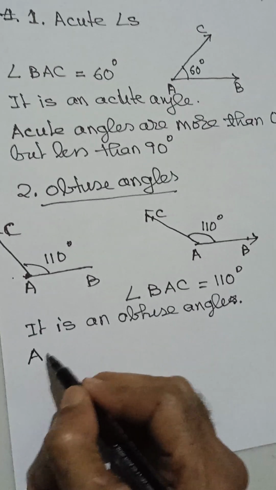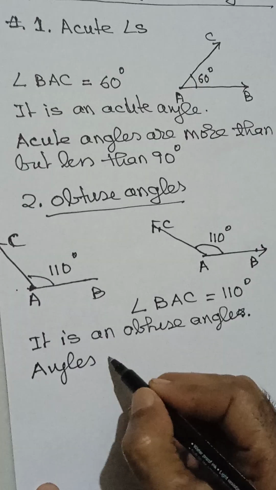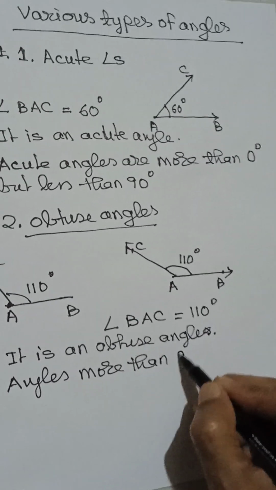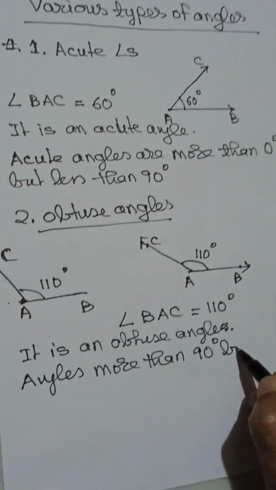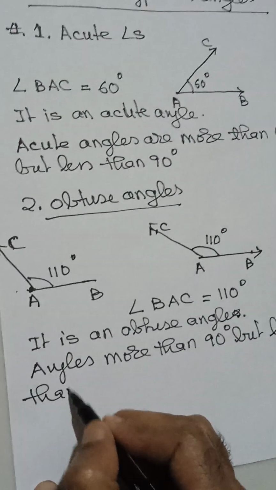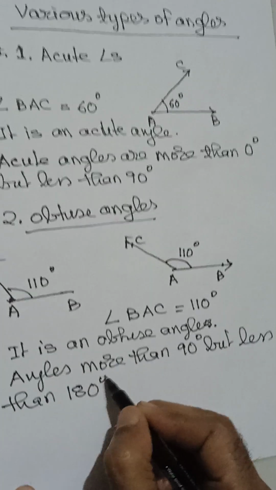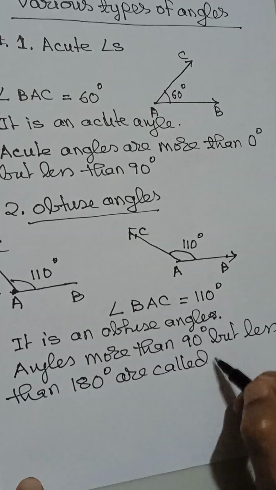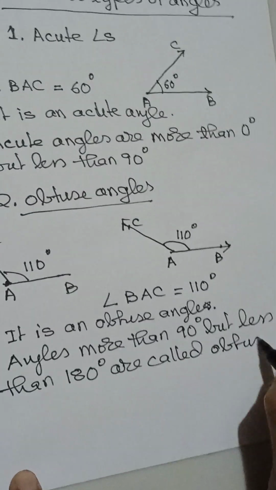Angles more than 90 degrees but less than 180 degrees are called obtuse angles.